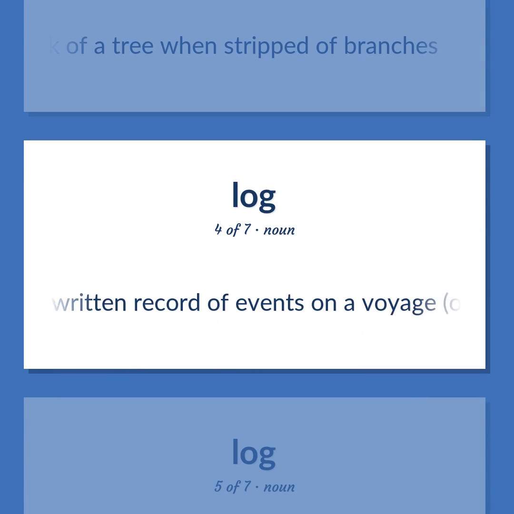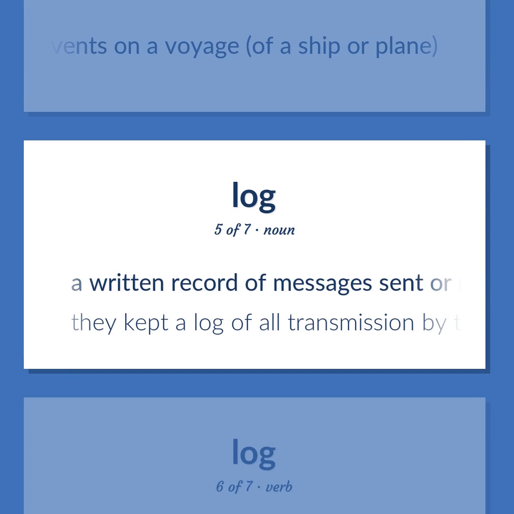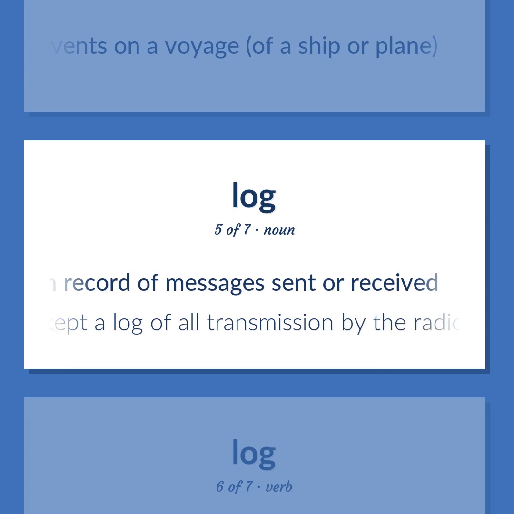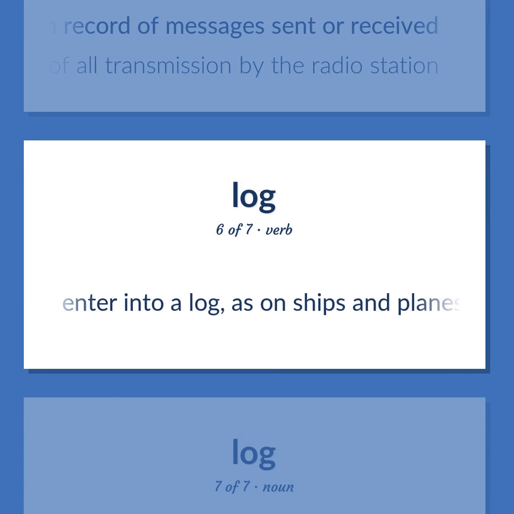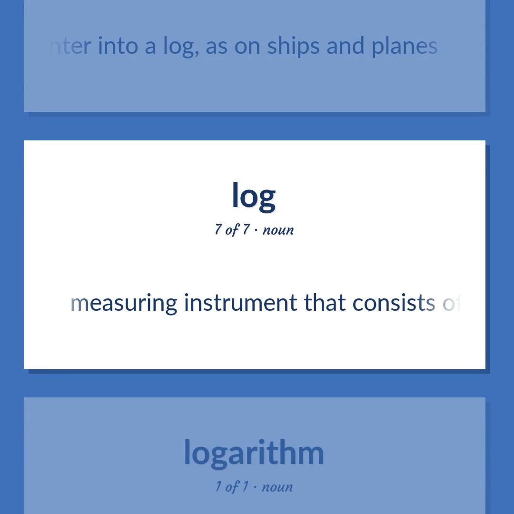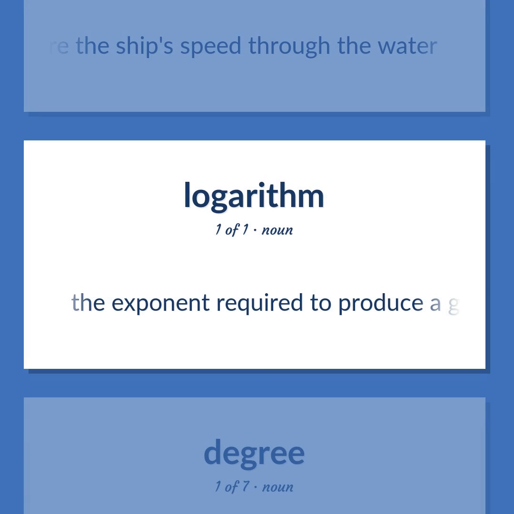A written record of events on a voyage of a ship or plane. A written record of messages sent or received. They kept a log of all transmission by the radio station. Enter into a log, as on ships and planes. Measuring instrument that consists of a float that trails from a ship by a knotted line in order to measure the ship's speed through the water. The exponent required to produce a given number.